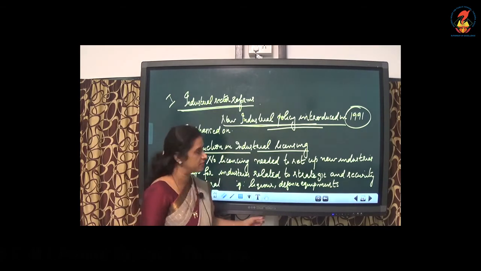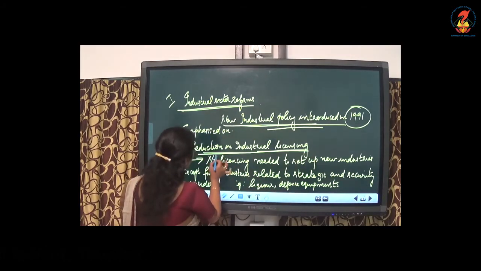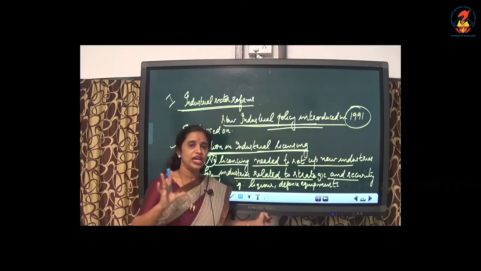Let us see what it is. A, reduction in the industrial licensing. No licensing needed to set up new industries except for industries related to strategic and security considerations. What do you mean by that? No need of license for industries to start.